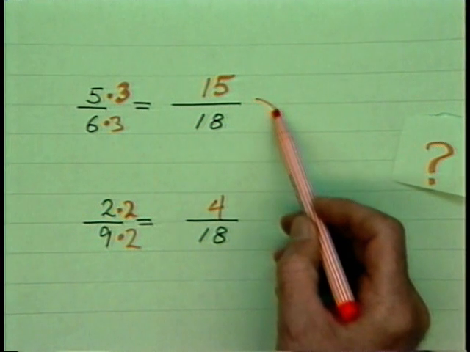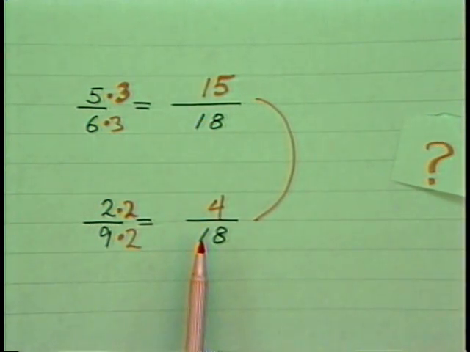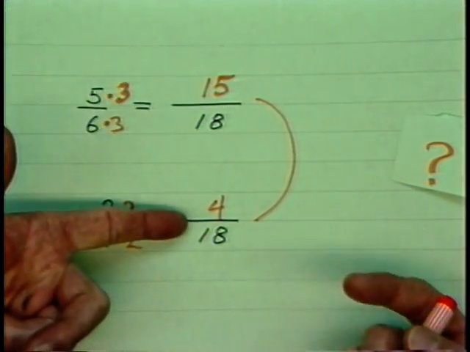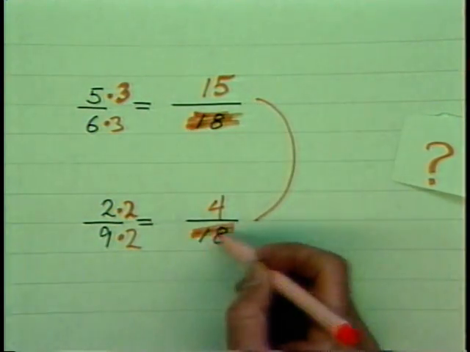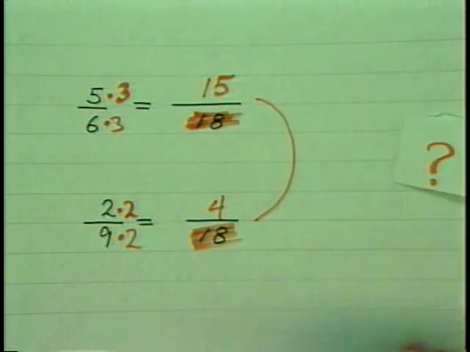So we now have 2 fractions who, even though they are not the same, because we can just see 15/18 is a lot bigger than 4/18, but nevertheless, we were able to produce 2 fractions which have the same denominator. And that's to be the goal of this and future lessons.